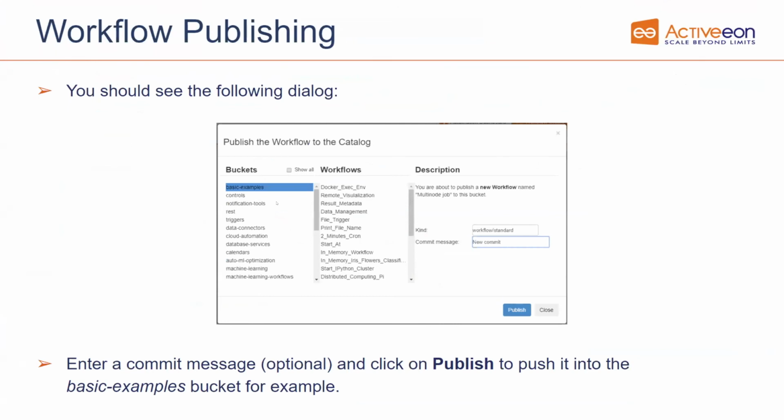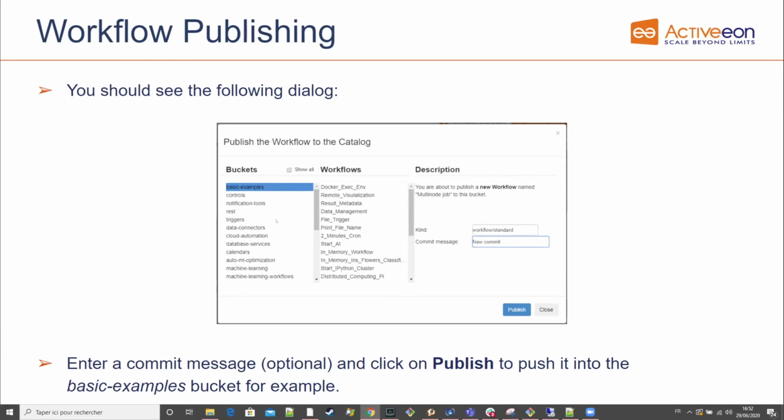So this is a modal view which is opened when we publish a workflow to the catalog. It gives you the possibility to select a bucket, and then it will create a new workflow or edit an existing workflow based on your workflow name. You will be allowed to define a kind for the workflow. By default, it's workflow standard. And it will give you the ability to write a commit message.